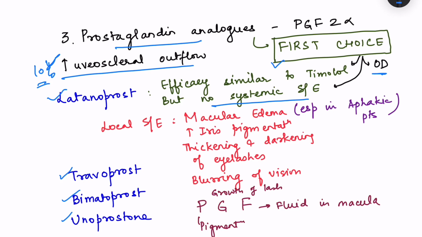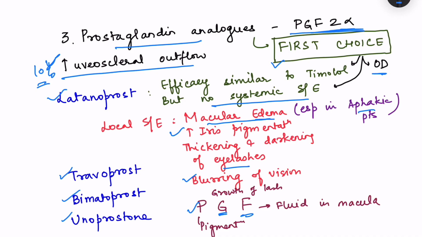and the side effects which can occur with these prostaglandin analogs include macular edema. Water can accumulate in the macular region, especially in patients without lens. It can lead to increased iris pigmentation. It can cause thick and dark eyelashes, and it can also cause blurring of vision because of macular edema. So what are the side effects? As a mnemonic we can remember, because these are prostaglandin or PGF2 alpha analogs, just write PGF: P for pigmentation of the iris, G is growth of the lashes, and F is fluid in macula.